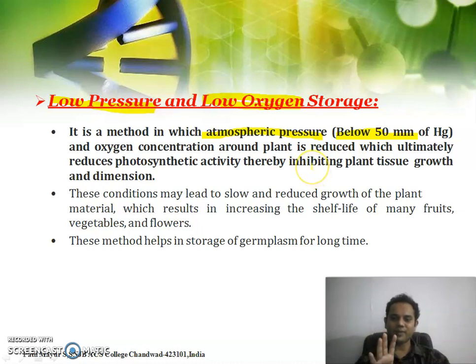So if we keep the oxygen around the germplasm very low, then obviously it will reduce the metabolic processes, which in turn will increase the storage period of that particular sample, cell, tissue or germplasm. So it is a method in which atmospheric pressure is very low, around 50 mm of Hg, and oxygen concentration is also reduced, which also reduces the photosynthetic activity. Obviously respiratory activity is also reduced, thereby inhibiting the plant tissue growth and development.